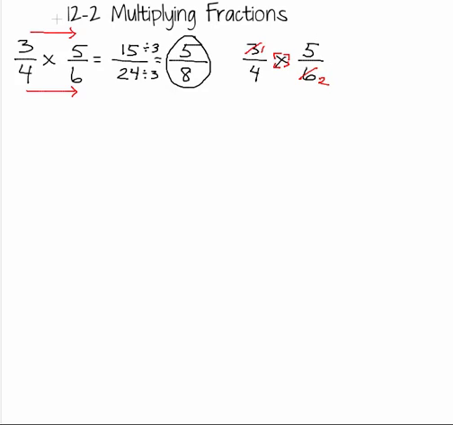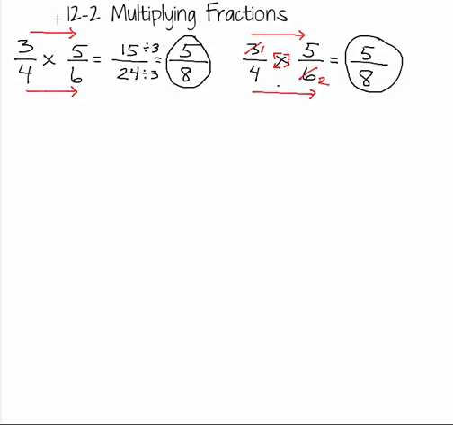Now, you may be thinking, but it looks top-heavy. Well, it doesn't matter, because now we're going to multiply. So let's watch. We're going to go across to multiply, just like before. And our answer would be 1 times 5 is 5, and 4 times 2 is 8. Voila! See? It is the same answer. All you get to skip is reducing in the answer.